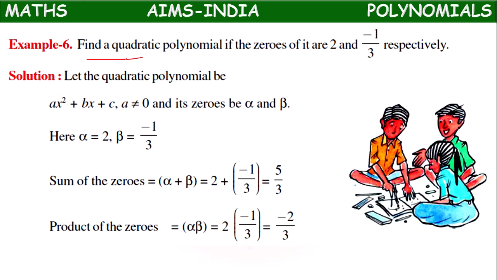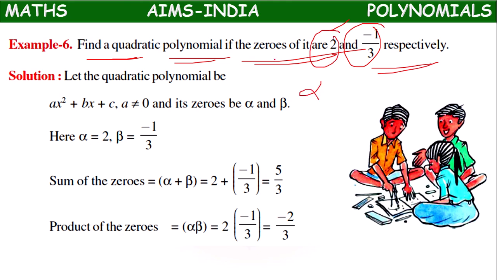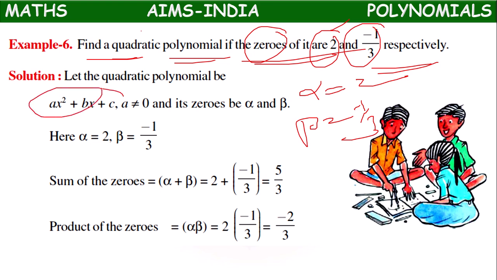Next one. Find a quadratic polynomial if the zeros of it are 2 and minus 1 by 3 respectively. They have given zeros, not product, not sum. Directly they have given zeros. Alpha equals 2, beta equals minus 1 by 3. Let the polynomial be ax square plus bx plus c, where a is not equal to 0. This condition is compulsory, children, because if a is equal to 0, then there will be no x square term. It won't be considered as a quadratic polynomial.